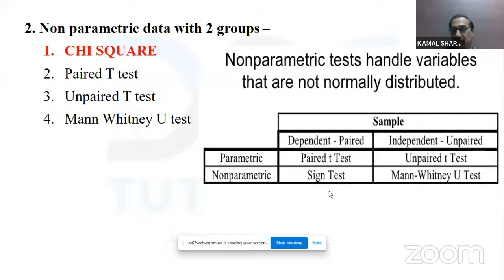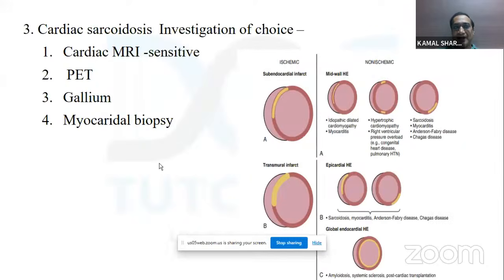And that's the chi-square also. You can do a chi-square test for non-parametric data. And Mann-Whitney is done for independent non-parametric data. So for non-parametric data with two groups where you have dependency, or what is called pairing, you will go with the chi-square test. So that's the right answer, which most of you got right.